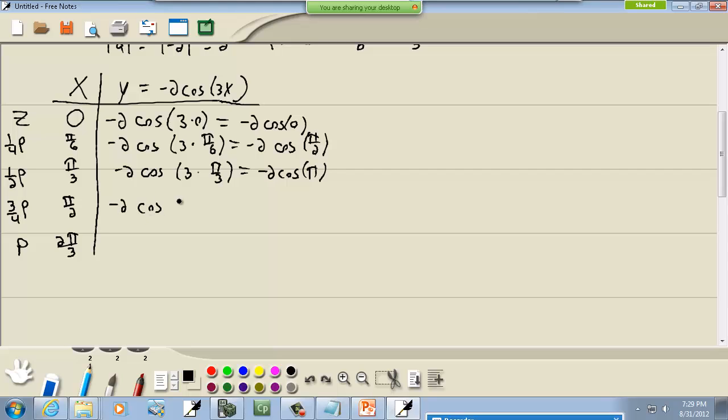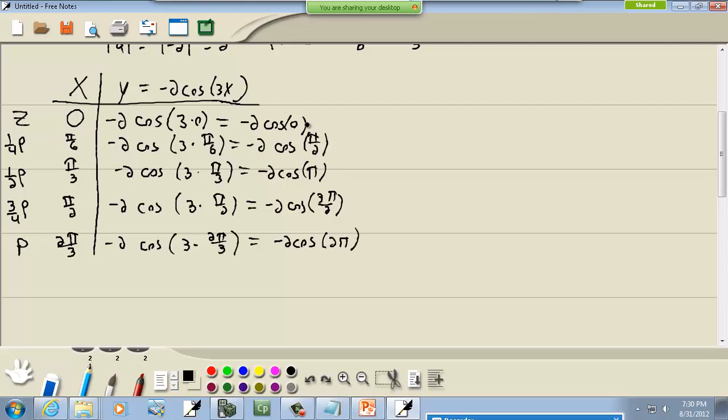And this one is negative 2 cosine of 3 pi over 2. And this one is negative 2 cosine, and I'm showing all these steps, but we know what they're all going to give us. They all go back to these: 0, pi over 2, pi, 3 pi over 2, and 2 pi. I'm just going through the motions here to really demonstrate that.